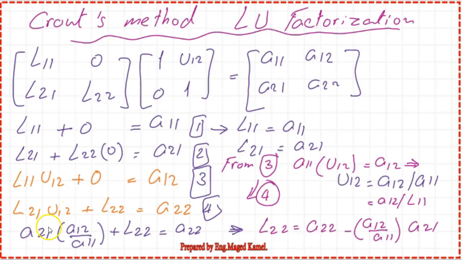For the last equation, we can substitute L21 is A21, and U12 is A12 over A11, plus L22 equal to A22. Then the value of L22 is equal to A22 minus the multiplication of A12 by A21, all divided by A11. We move to the next.